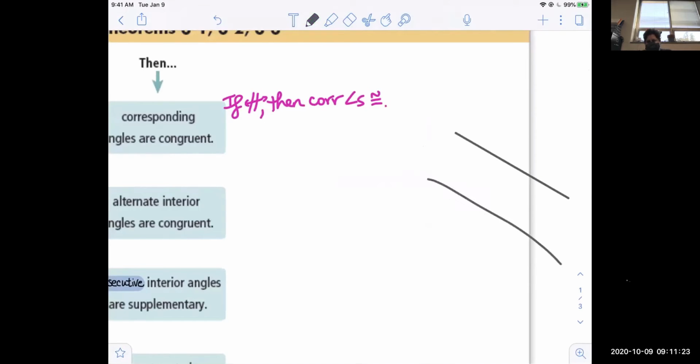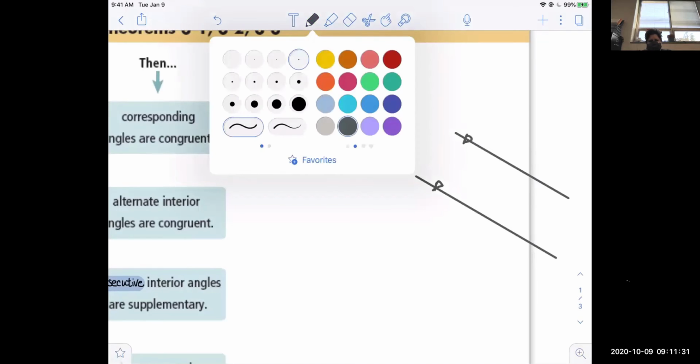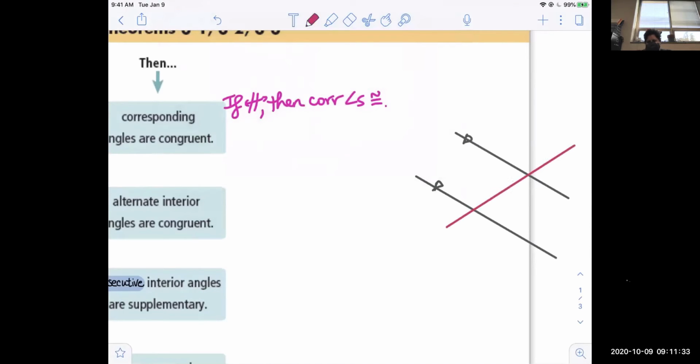So we're going to have two parallel lines, except I don't have a line of the curve. Okay, so we're going to have two parallel lines. And here's a transversal. And I'm going to call these angles 1, 2, 3, and 4, and 5, 6, 7, and 8.